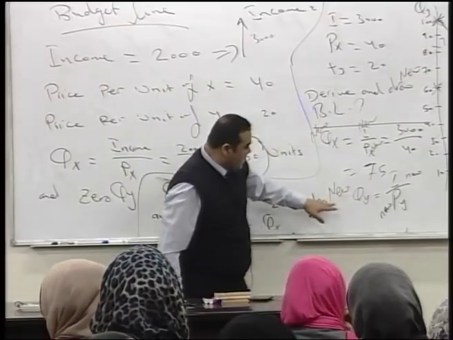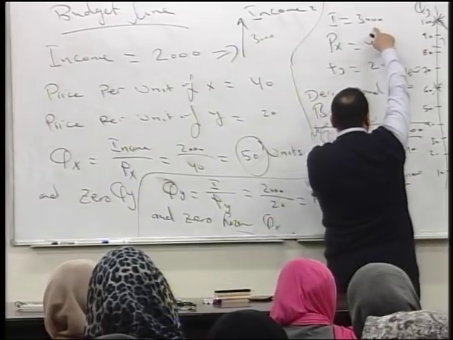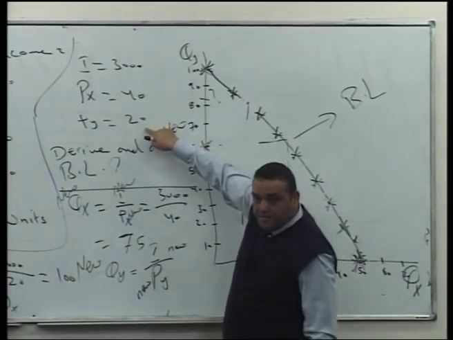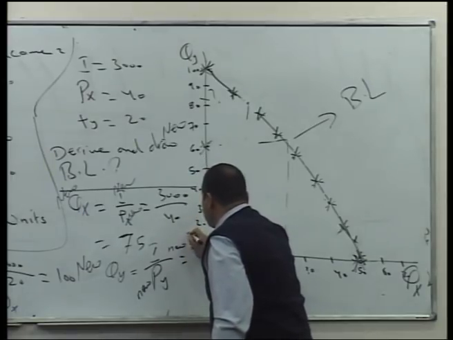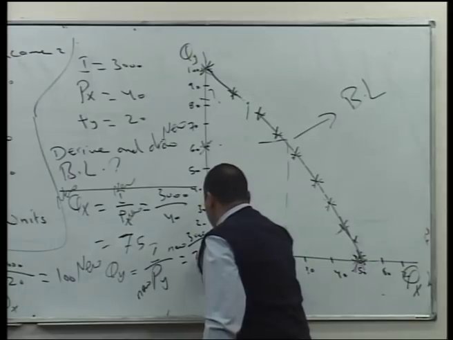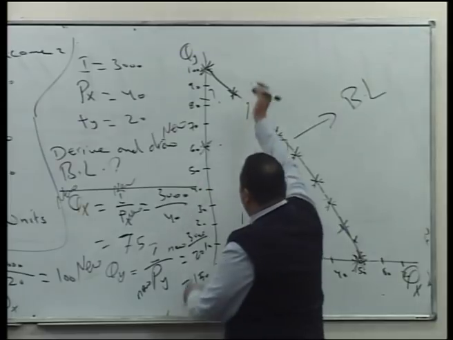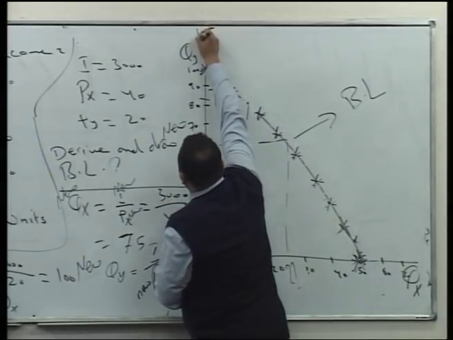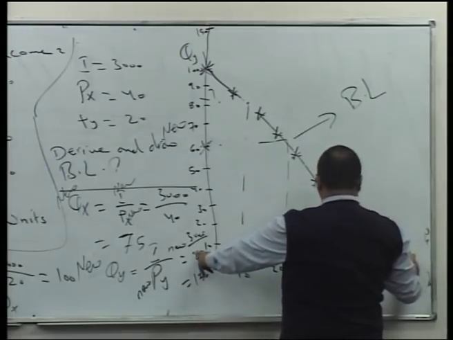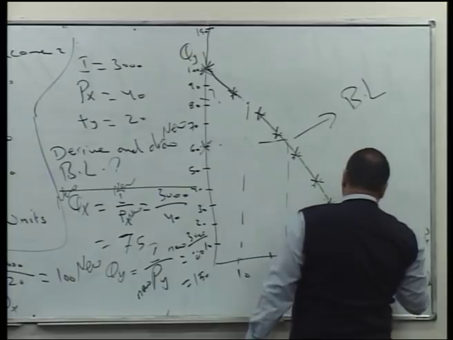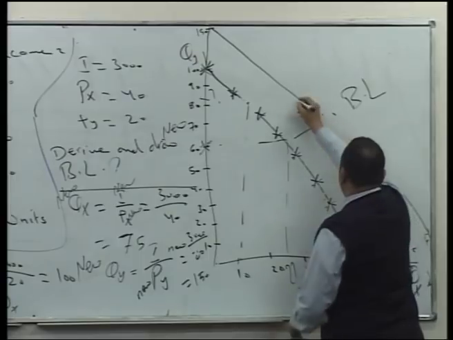The new quantity of Y equals the new income, 3000 over 20, which equals 150. So I go up to 150 and this one to 75, and connect the two together. It is parallel to the previous one.